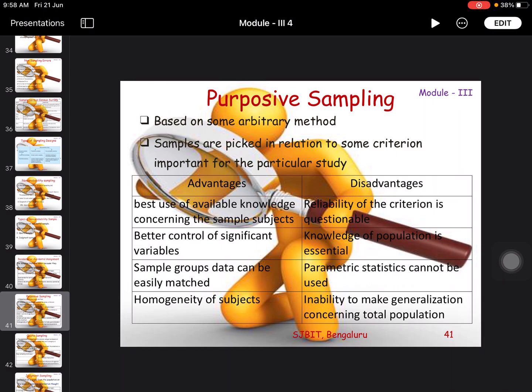Purposive sampling is arbitrary and based on the available knowledge, and it has significant variables and can easily be matched, where homogeneity of the subjects is possible. Disadvantages are that parametric statistics cannot be used, and there is an inability to make generalizations concerning the total population.